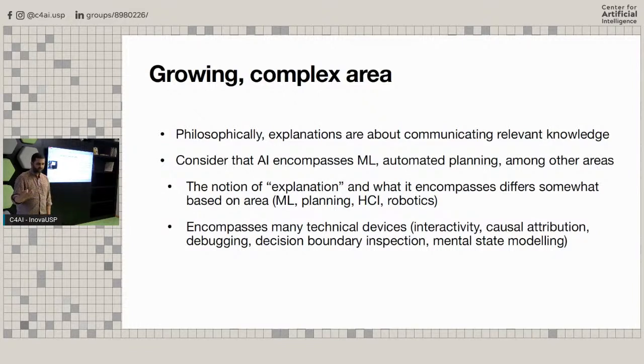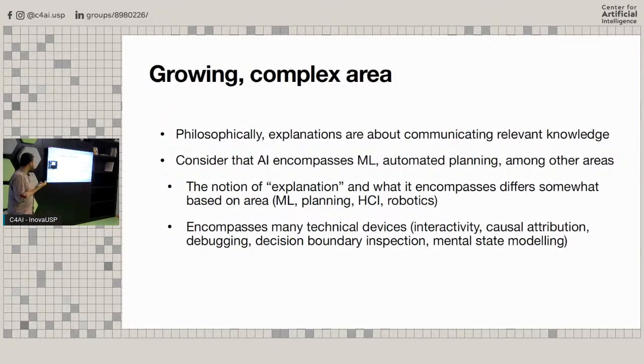And the right response there wouldn't make sense to tell you what I wore today, but the exact set of reasons that got me here, right? So we're trying to fill a gap. Explanations are about communicating relevant knowledge. And because artificial intelligence encompasses machine learning as one of its bits, it turns out that explanation as well has meant different things to different communities.